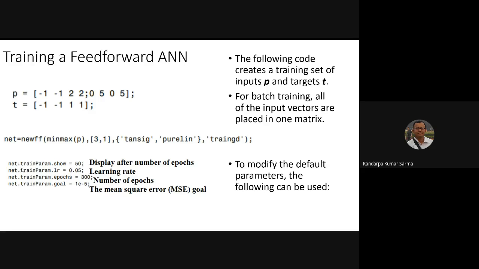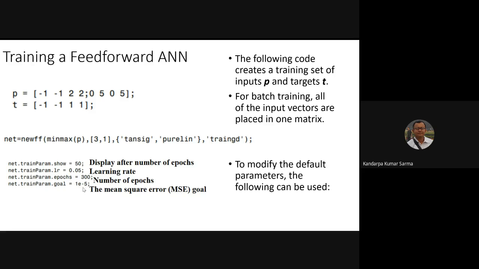So then further there are a few more parameters that we need to define while we train the network. One is the show parameter, which means display once in the gaps of 50 iterations. The learning rate is 0.5, the number of iterations or epochs is 300, and the training parameter goal, that the mean square error value must be converging to, is 10 to the power minus 5. So this is the training goal.